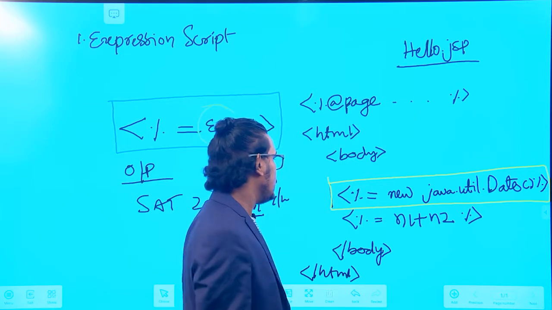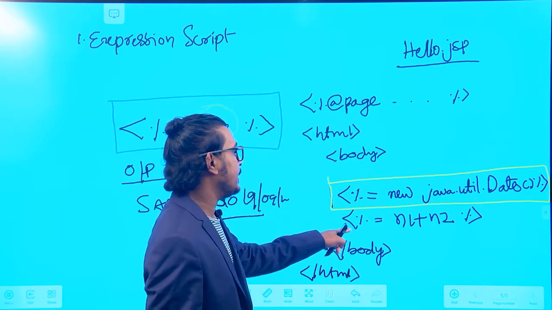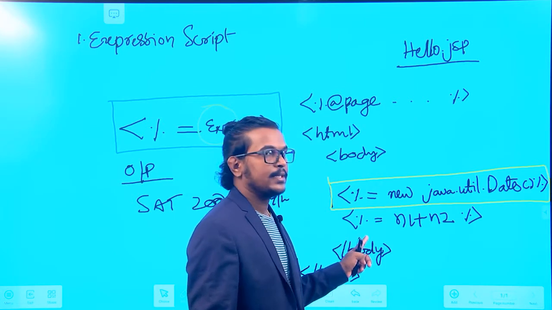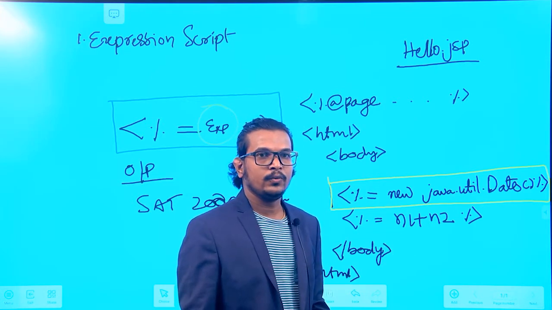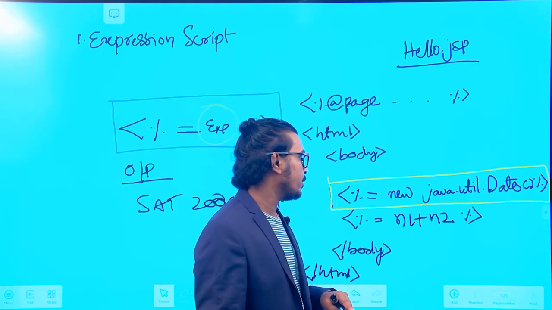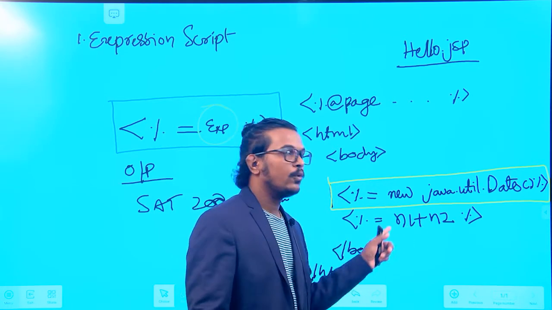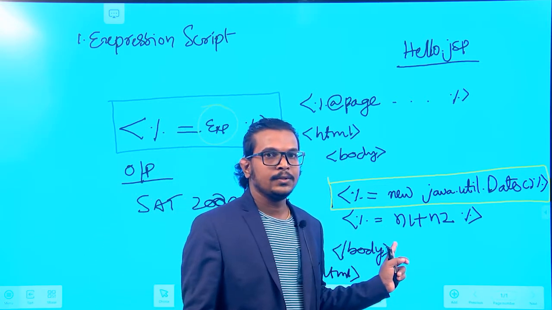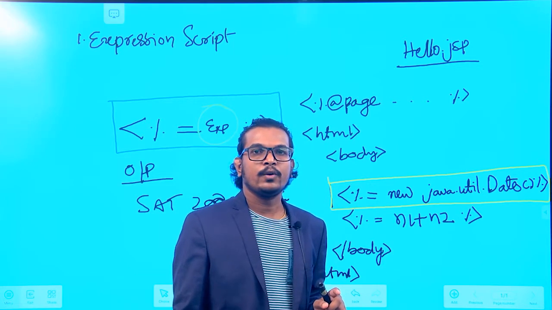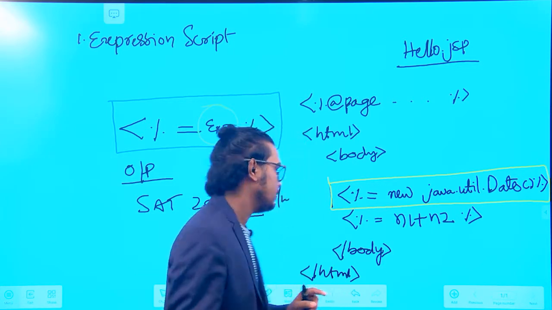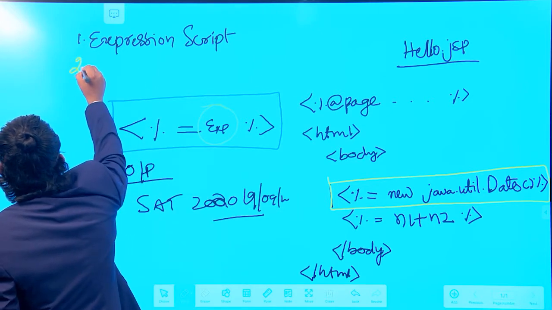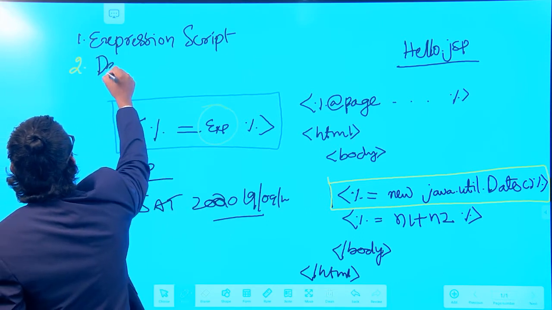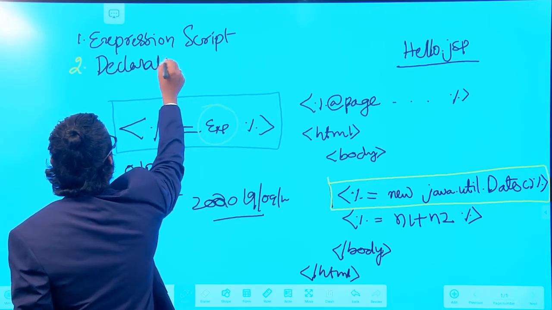Clear? So next, we are writing one expression. What is that expression? You are using the expression tag n1 plus n2, doing some computation here. For doing that computation, you have to initialize these particular values, right? So for initializing those values, what do we have to use? We have to use the declaration tag, the declaration scriptlet.